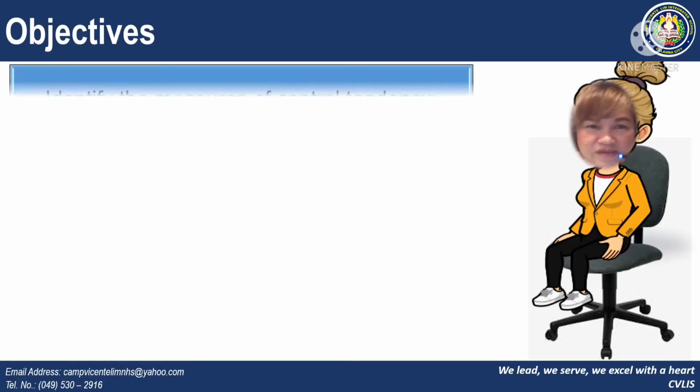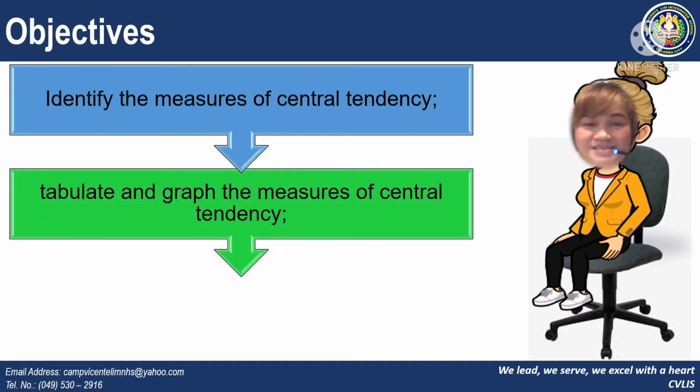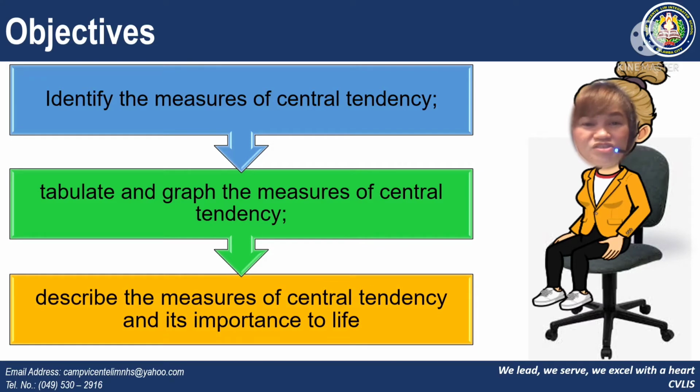For the objectives today, first, you have to identify the measures of central tendency. Second, tabulate and graph the measures of central tendency. And third, describe the measures of central tendency and its importance to life.